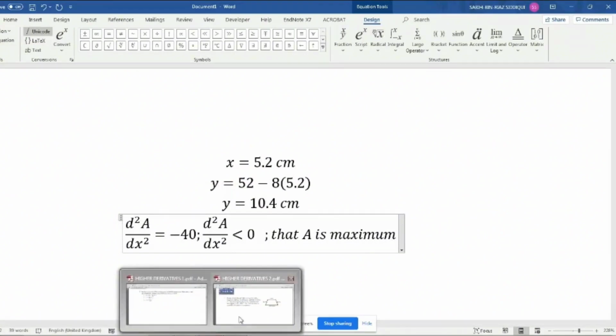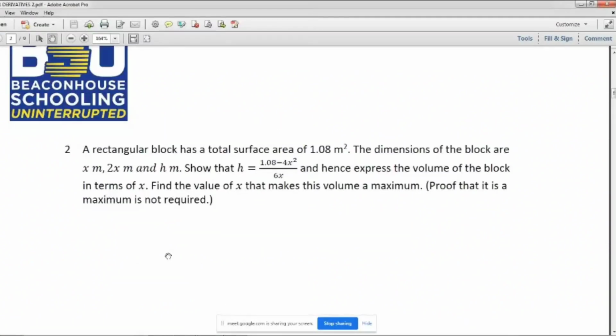Okay, class. Let's do another question. Now see, in this question, it is written in the end: proof that it is a maximum is not required. That means we don't need to double differentiate it. Okay, class, let's try this on your own. Hurry up. A rectangular block has a total surface area of 1.08 meters square. The dimensions of the block are x, 2x, and h. Show that h is equal to this.